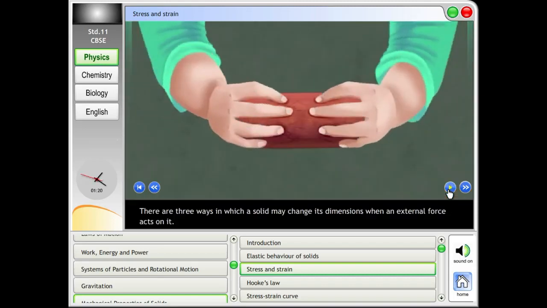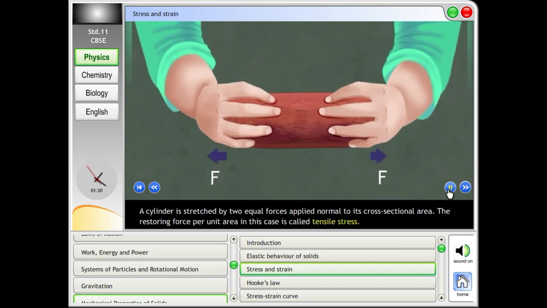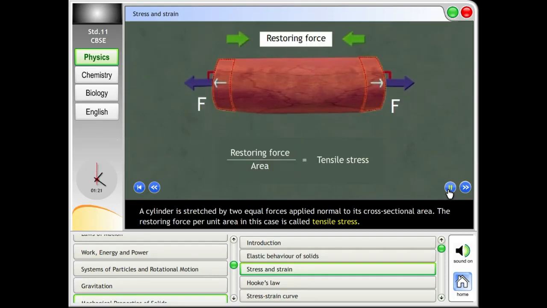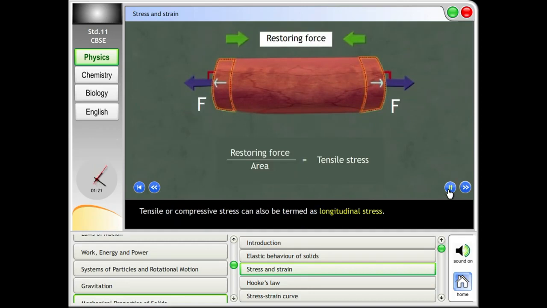There are three ways in which a solid may change its dimensions when an external force acts on it. A cylinder is stretched by two equal forces applied normal to its cross-sectional area. The restoring force per unit area in this case is called tensile stress. Tensile or compressive stress can also be termed as longitudinal stress.